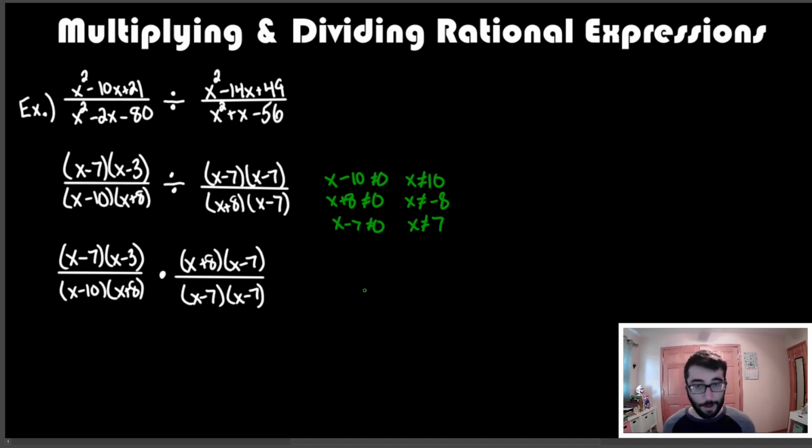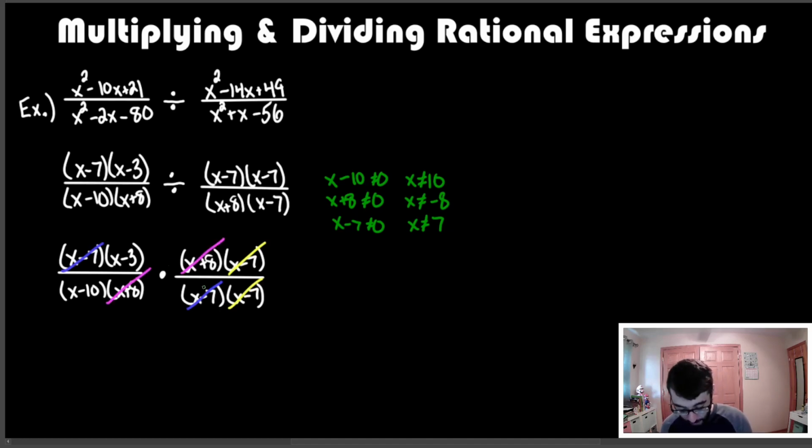It's just based upon the problem. You can't know when or when not that is going to happen. It's just going to be a problem by problem basis. But since we already have all those domain restrictions, and since everything's factored and now it's multiplication, we can go ahead and cancel out our common factors.